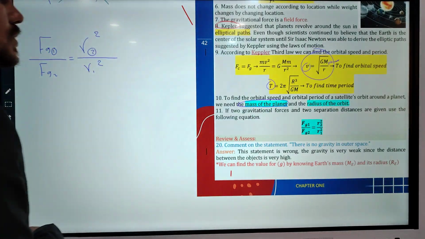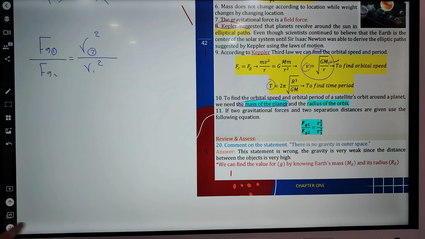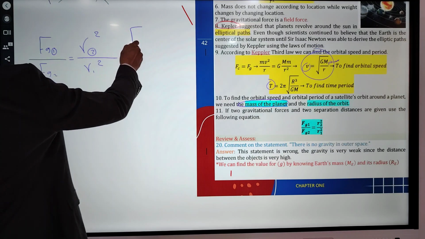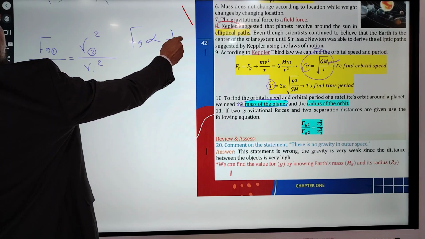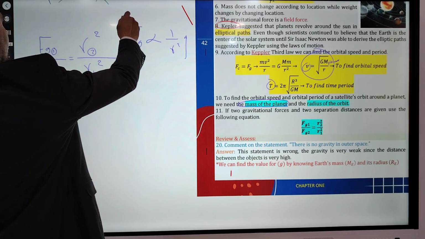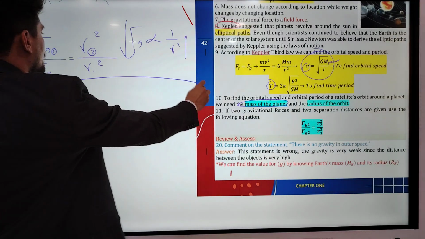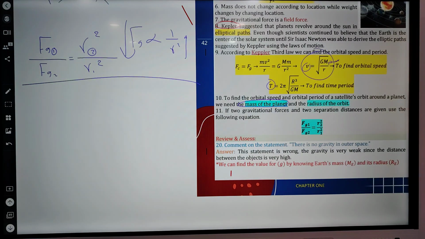Comment on the statement: there is no gravity in outer space. This statement is wrong. Why? Because the gravity is very weak since the distance between the objects is very high. What is the relation between Fg and distance? It is inversely related: more distance, less gravitational force. But we cannot say there is no gravity. There is gravity, but it is too weak.